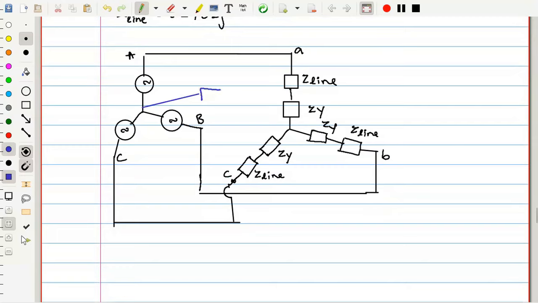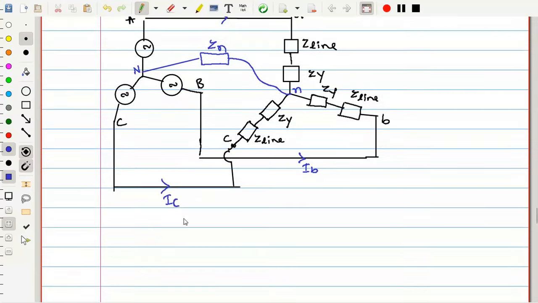So there will be some neutral line impedance, that is as it is. This is small n, this is capital N. So this is Zn. Now try to see that this is IA. Previously they had given, this is IB, cross check it, this is IC.